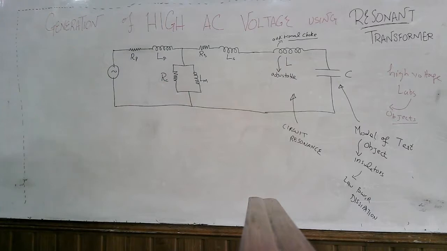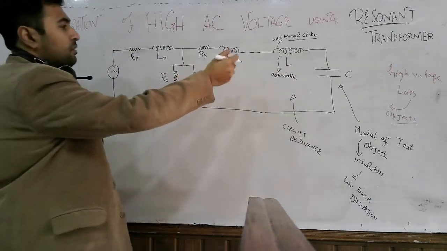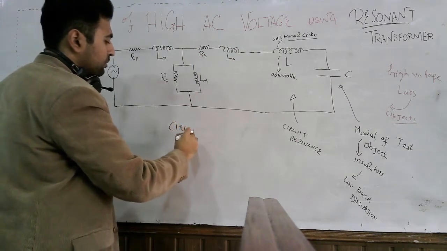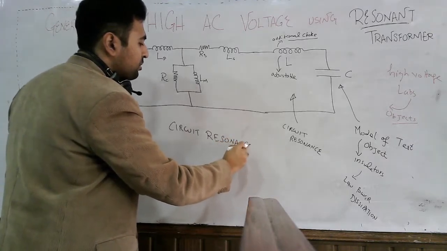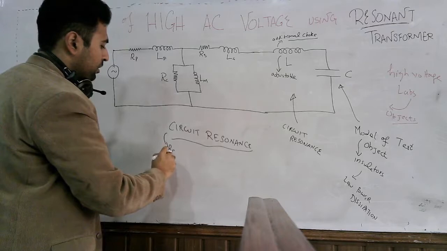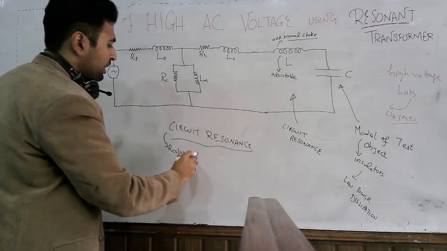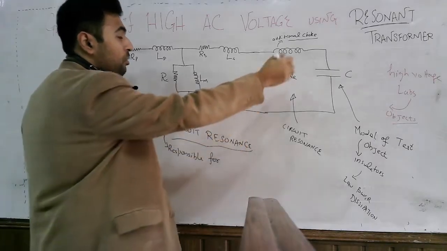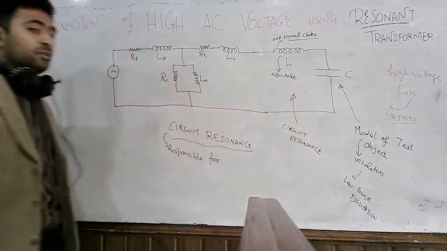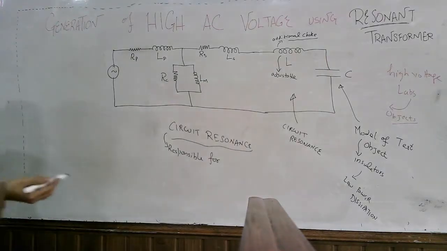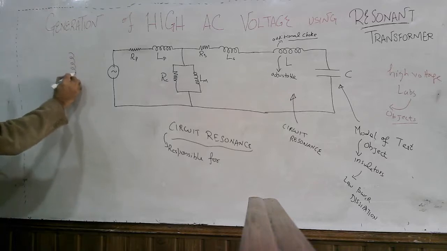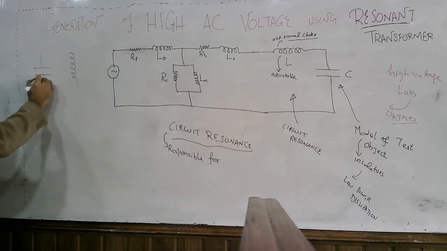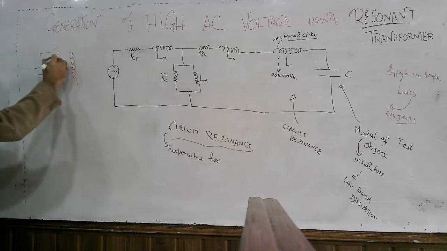Now as I told you, the circuit resonance is actually responsible for creating high voltage across this test object. What is meant by circuit resonance? As you are well aware, suppose you have an inductor and a capacitor, and there is a switch between them.